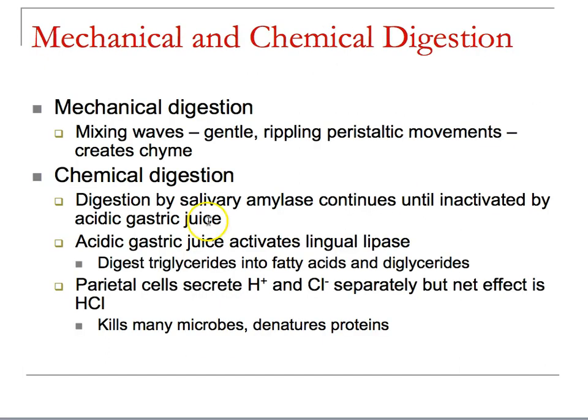So how does it all work? Material gets inside your stomach. You actually have mixing, gentle peristaltic movements to create chyme. So that's the hydrochloric acid tearing everything apart. Okay? And what's going to happen is the acid gastric juice as well. What I mean by that is the salivary amylase that came into your stomach is going to be inactivated. Acidic gastric juices are going to activate the lingual lipase. And now you're going to kill many of the microbes and denature proteins. Okay?